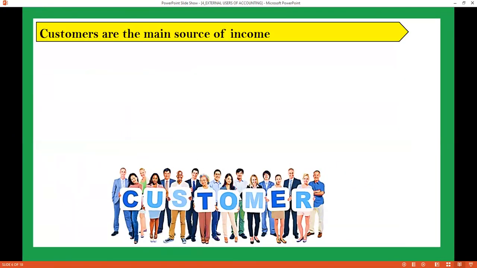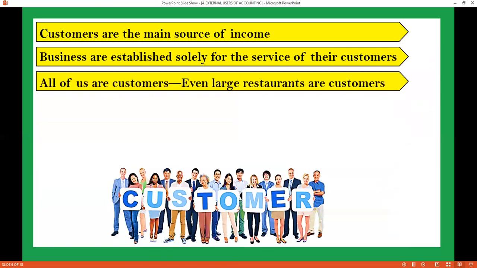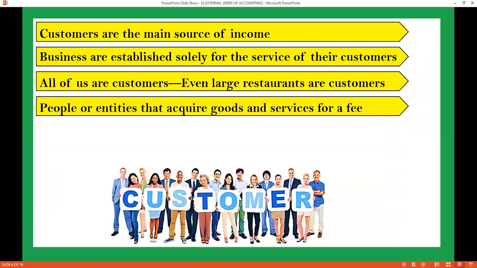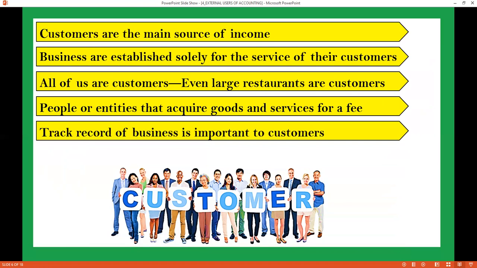So let us have the first one, the customer. The customers are the main source of income of a business since sila yung bumibili sa business. Businesses are established solely for the service of their customers. And all of us are customers, even large restaurants are customers. People or entities that acquire goods and services for a fee. And they track the record of the business for their personal reasons. So yung customers, titignan din nila minsan yung credibility ng isang company based from the other consumers as well.